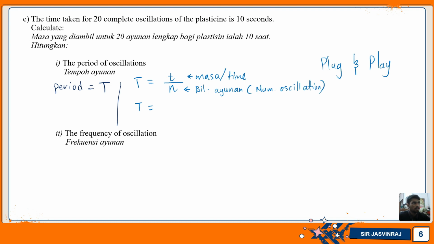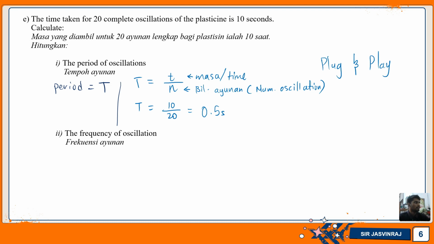So you just plug, you play, time is 10 divided by 20. Ambil 10 bahagi dengan 20, dapatlah sifar perpuluhan 5 saat. You will get 0.5 seconds. Calculator, dapatlah jawapan.